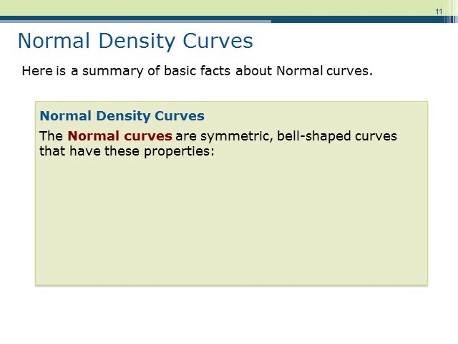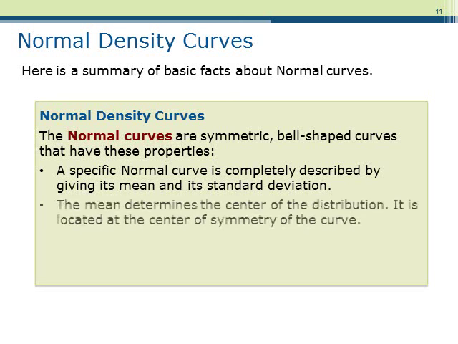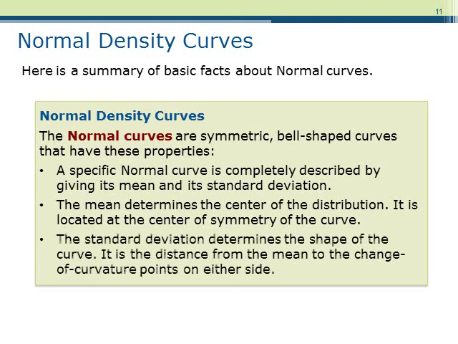Here is a summary of basic facts about normal curves. Normal curves are symmetric, bell-shaped curves that have these properties. A specific normal curve is completely described by giving its mean and its standard deviation. The mean determines the center of the distribution. It is located at the center of symmetry of the curve. The standard deviation determines the shape of the curve. It is the distance from the mean to the change of curvature points on either side.